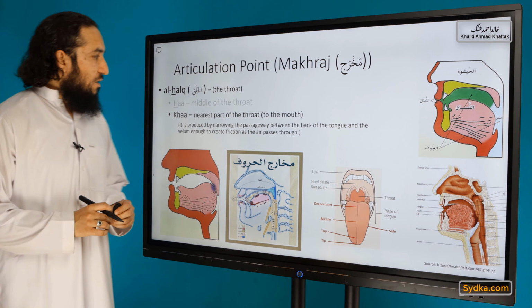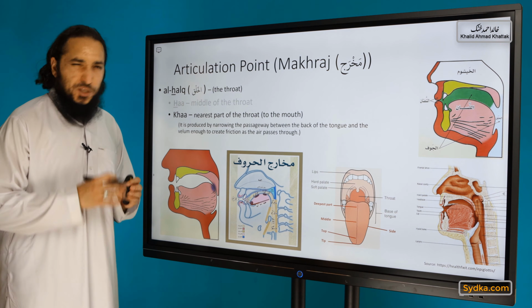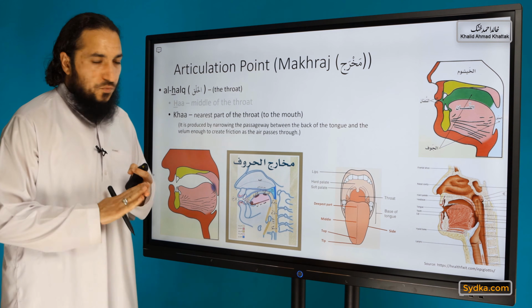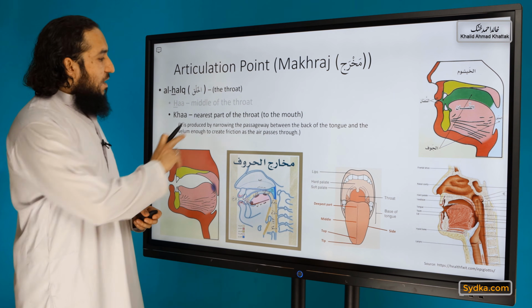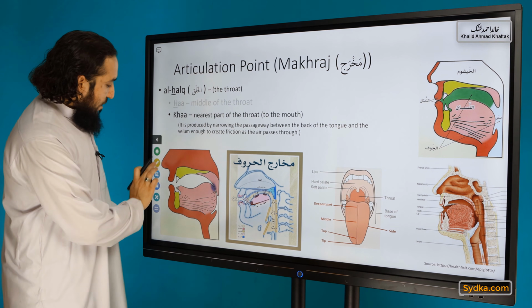What is its articulation point? It is one of the throat letters. So from the throat we have 6 letters, and Khaa is one of them. Let me explain this.